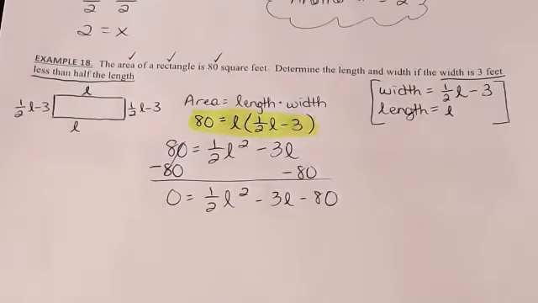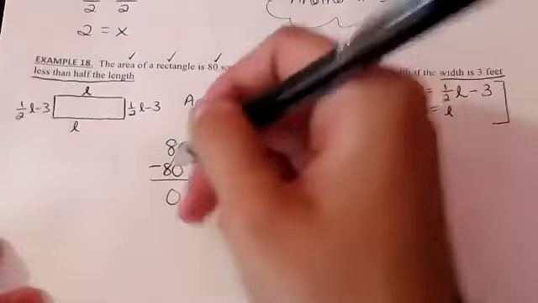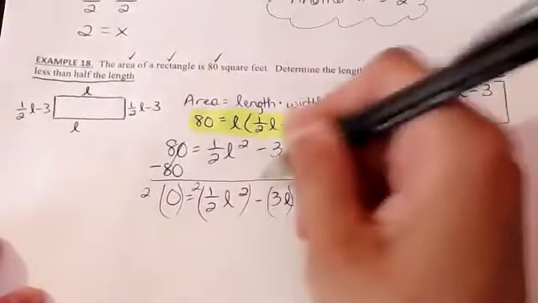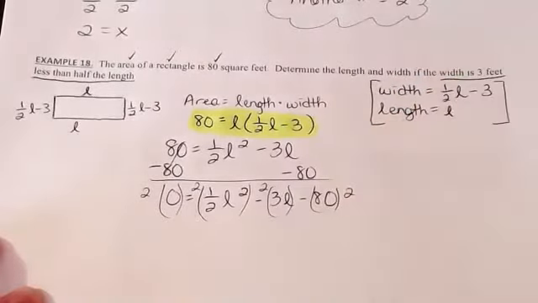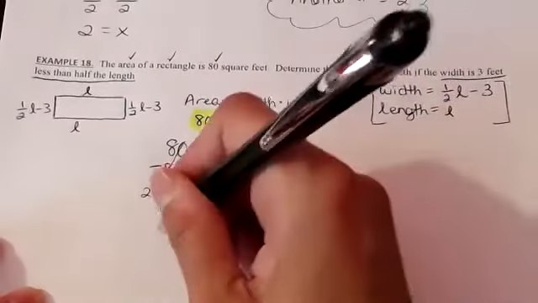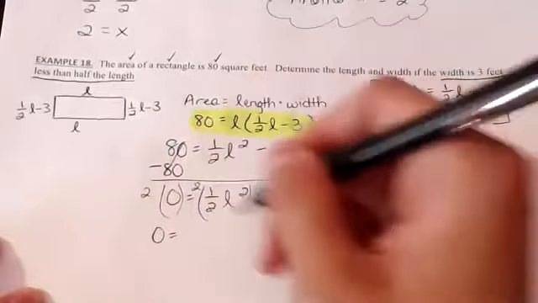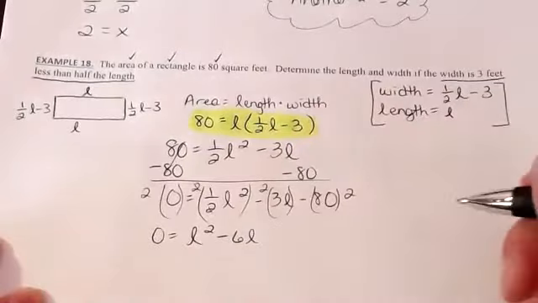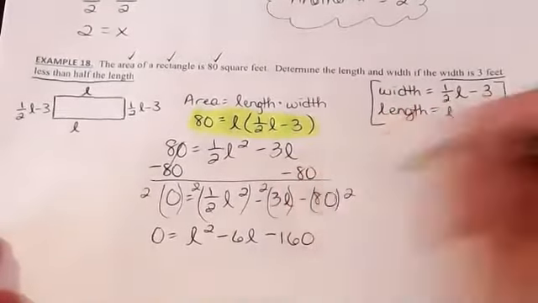What strategy do I have that would allow me to get rid of fractions? Could be multiplied by 2. Yes, multiply by the LCD. Perfect. What is your LCD? 2. Okay. Let's multiply everything by 2. This is a strategy you can use anytime you have fractions. So it gives us 0 is equal to L squared minus 6L minus 160.